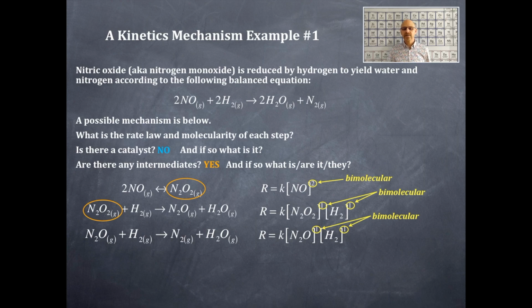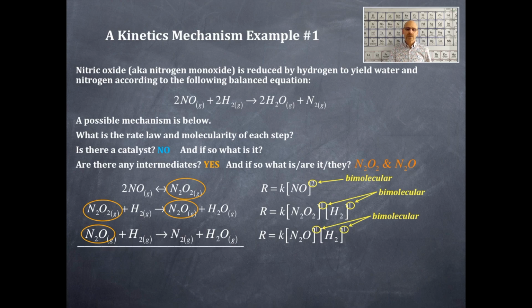Can you find any more intermediates? I think you can. You can find one more intermediate, and here is that. Okay, in that second elementary step, N2O is produced, and in the third elementary step, N2O is later consumed. So you can cancel these out, because when I write the net equation for this, you don't see any of the intermediates. Okay, so the intermediates are N2O2 and N2O.